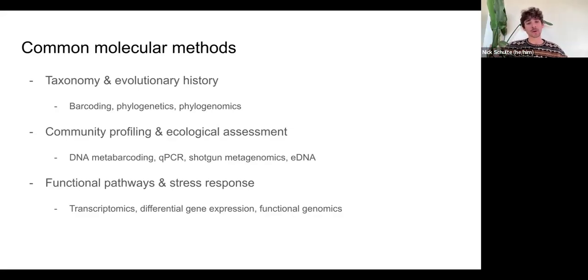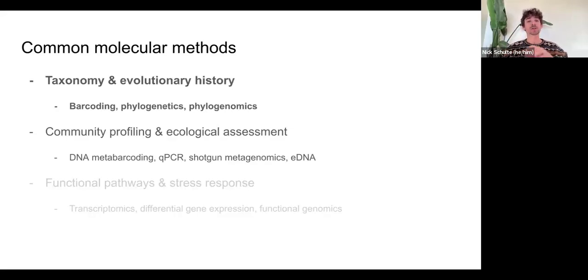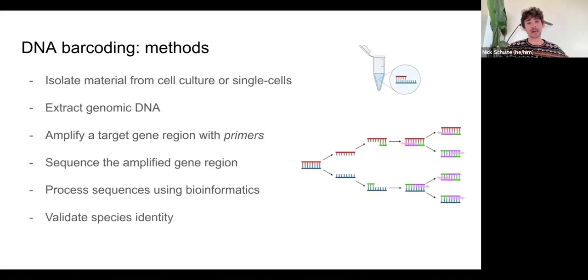And then I'm not going to talk about this third one as much, but there are functional pathways and stress responses that we can get at using molecular methods. And this gets into transcriptomics, differential gene expression, functional genomics, trying to get a sense of what they're doing, how the DNA is actually interacting with diatom physiology and responses to the environment at that cellular genetic level. I'm really not going to speak on that today. I'm going to focus a little bit on that history of its use for taxonomy and evolutionary history, and then dig deeper into the community profiling side.